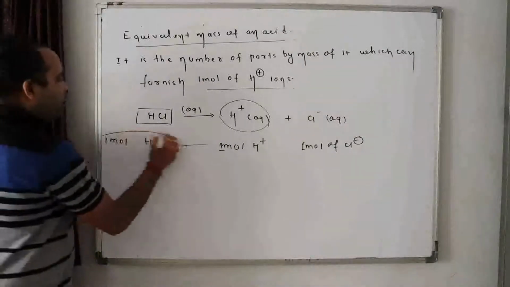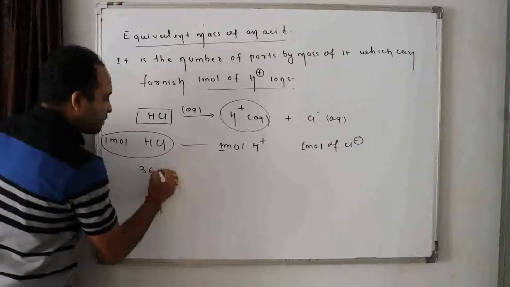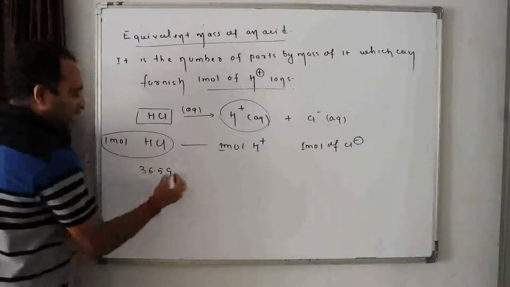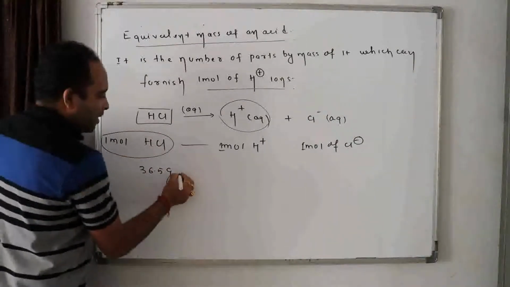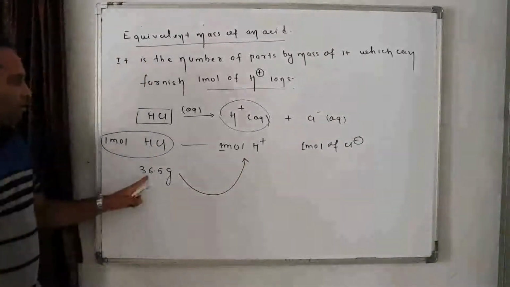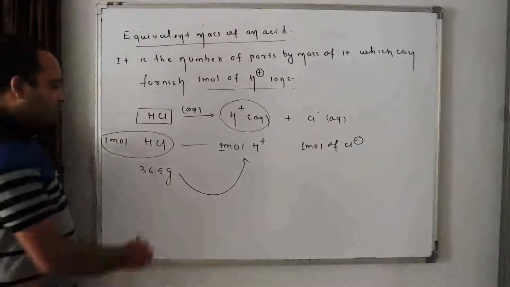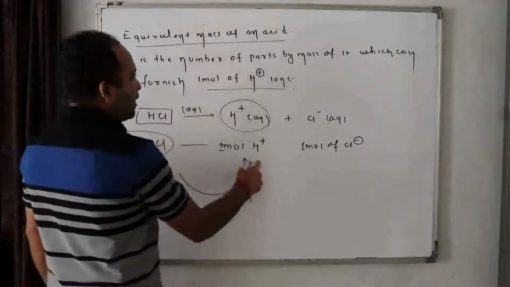Now tell me, 1 mole of HCl mass is equal to what? Molar mass. How much? 36.5 grams. 36.5 grams is giving how much? 1 mole of H plus. 36.5 gram, how? For chlorine 35.5, for hydrogen 1. Approximately 36.5 grams. So 36.5 gram is giving 1 mole of H plus.